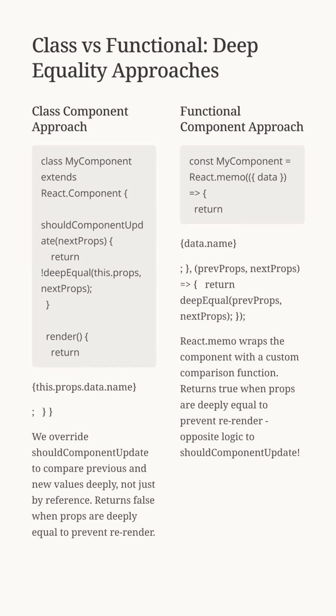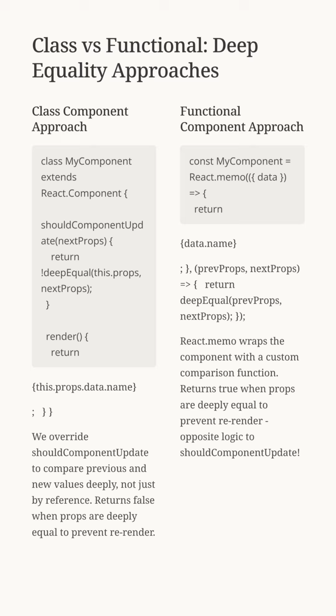On the left, we have the class component approach. Here, we override a special method called shouldComponentUpdate. Inside, instead of just checking if the reference changed, we perform a deep comparison between the old props and the new props. If they are deeply equal, React skips the re-render.